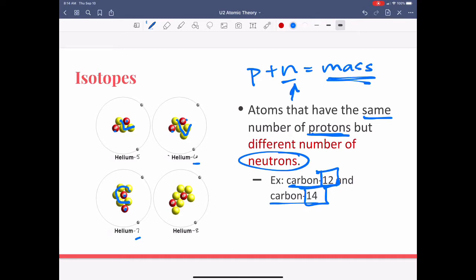Lastly, one more example here is 2 protons. Remember, notice that never changed. If that would have changed, I would no longer have had helium. And this time, I have 6 neutrons. So that gives me helium-8, 2 plus 6. So your number of neutrons changes your mass. Because these are all different atoms of helium, we call them isotopes because they are all helium, but they're basically different versions of helium, different masses of helium. So same protons, different neutrons, isotopes.